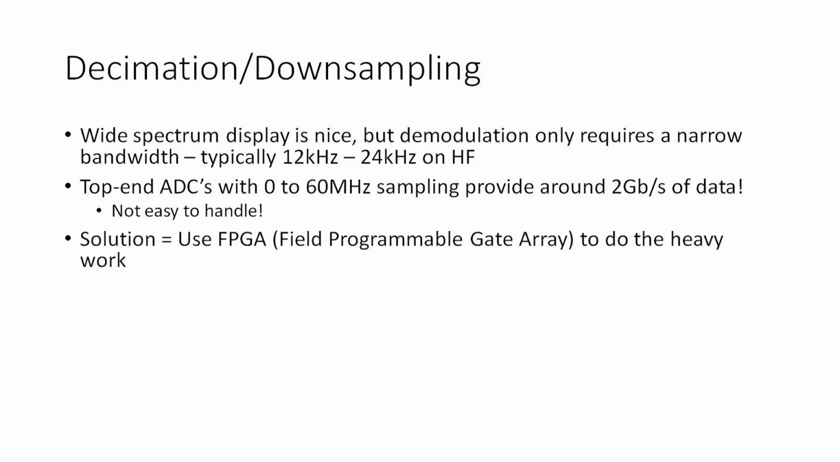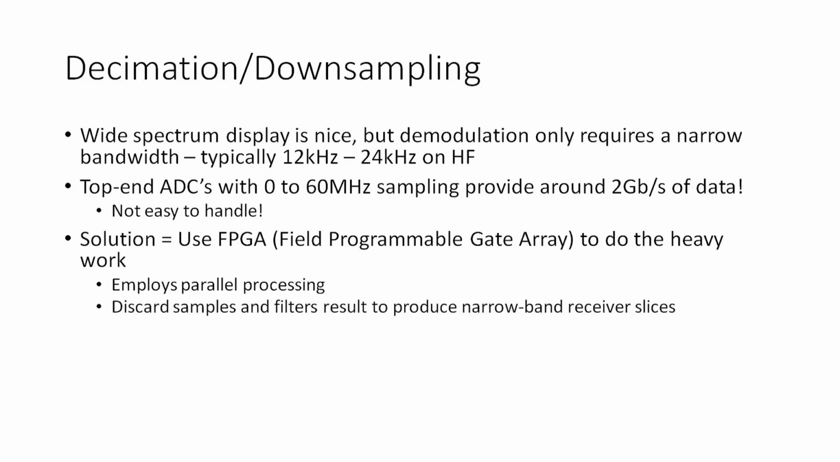So we go back to that business with the top-end ADCs and their 2 gigabits of data. You've got to process that somehow, and we want to downsample it so we can use it. What most receivers, or transceivers in fact, do is use a device called a field programmable gate array, which is a block of thousands of gates and transistors that can be programmed to take on all sorts of different functions. And it's very, very fast because it's all together. It also does parallel processing, so you can ask it to do lots of things at the same time.